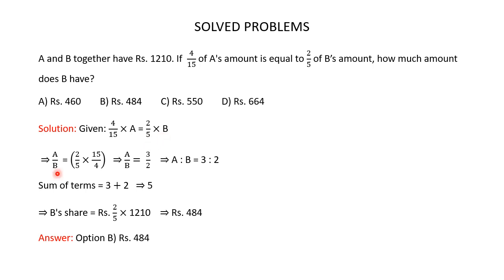This means A by B is equal to 2 by 5 multiplied by 15 by 4. On solving this, we get A by B is equal to 3 by 2. This means A is to B is equal to 3 is to 2. Now the sum of the terms of the ratio is 3 plus 2, which is 5. And we know that B is 2. And it's also given that A and B together have rupees 1210. So B's share is equal to 2 by 5 multiplied by 1210, which is 484. So B's share is rupees 484. The correct answer is option B, rupees 484.